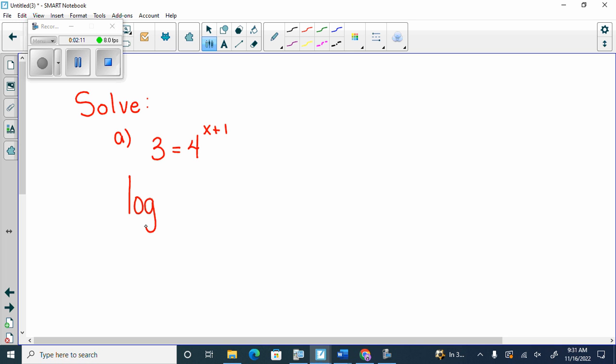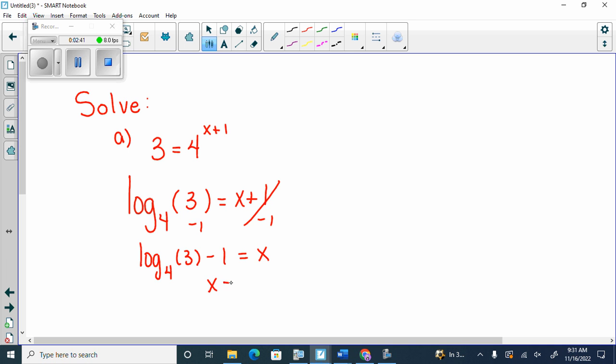Okay? All right. So the base of my exponent becomes the base of my log. Currently, what is friends with it? X plus 1. So is it going to stay friends? No. So what's going to get put beside the log? The 3. And it's going to equal x plus 1. And then we subtract our 1. And we get log base 4 of 3 minus 1 equals x.